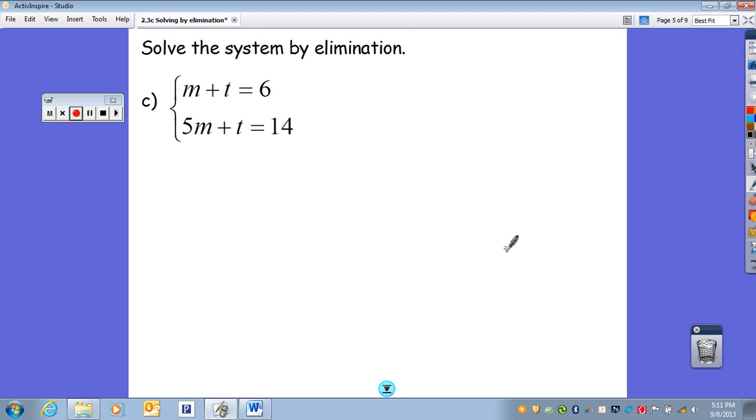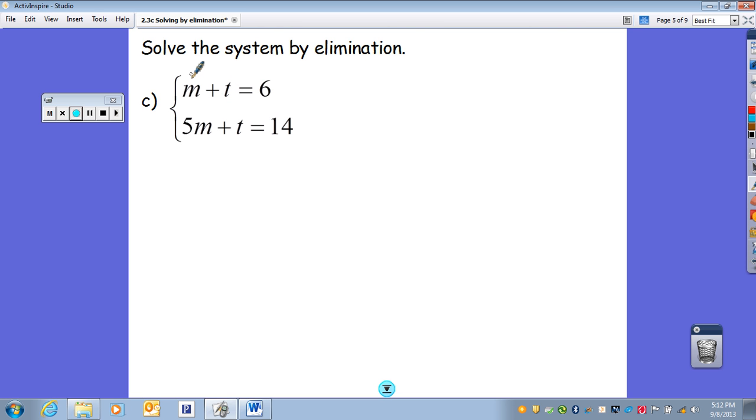Now let's take a look at the next example. We have our m's lined up, our t's lined up, equals, and our numbers lined up. But we don't have either of the variables being opposite. Well, there's a couple of ways that we could tackle this. We could get the m's to be opposite, and to do that, we could multiply the entire equation by negative 5. Or I could get the t's to be opposite by multiplying the entire equation by negative 1.